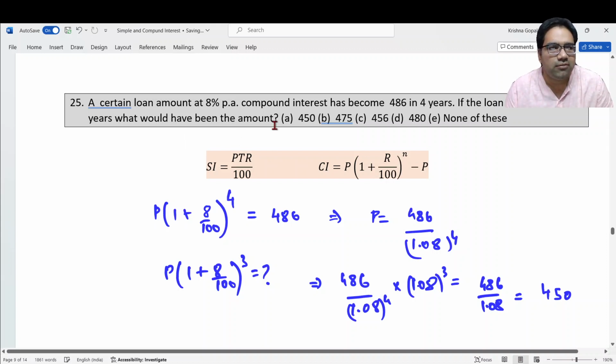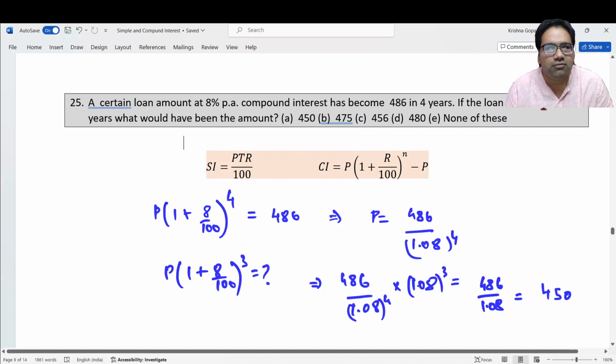So, still we don't need to worry. Principal is not needed. Why? Like this. P into 1 plus R by 100 whole power n. R is 8%, 8 by 100, whole power 4 is equal to 486. What does that mean? P equals 486 by 1.08 whole power 4.